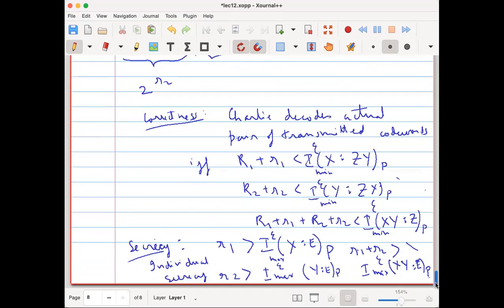And the claim is that these 3 bounds on R1 and R2 together will suffice. So is the issue clear? And what we are going to prove, and in what setting are we going to prove it? Is that clear?